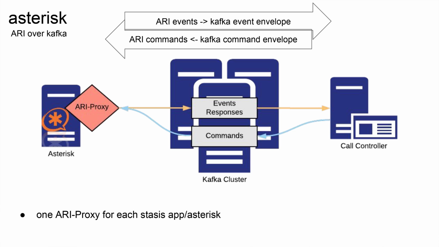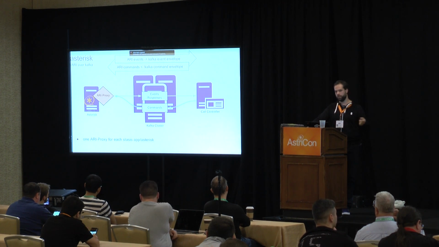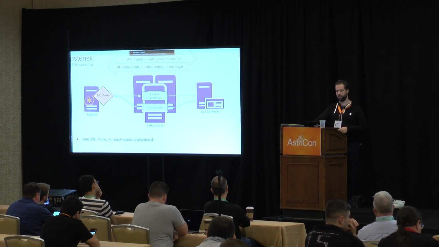And then the call controller maybe wants to answer the call or send the channel in a ringing state or whatever, or wants to hang up a call, playback, whatever you want to do with that call. It sends out the command through the commands topic through the Kafka. And the ARI proxy on its side consumes out of this commands topic, and then uses the REST interface of the Asterisk to get this command published on the Asterisk side. And for every command we get a response, hopefully. The response is getting on the events and responses topic again.